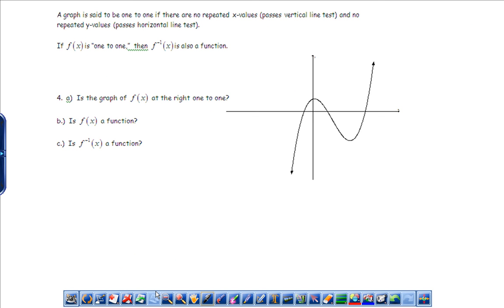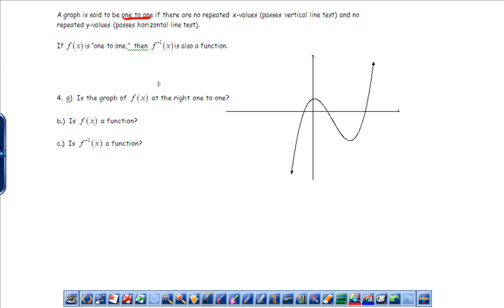All right, the last part of the note says a graph is said to be 1-to-1. This is something you need to know. It's 1-to-1 if there are no repeated x values, which means it's going to pass the vertical line test, and no repeated y values, meaning it passes the horizontal line test. So if f of x is 1 to 1, then the inverse function is also a function.